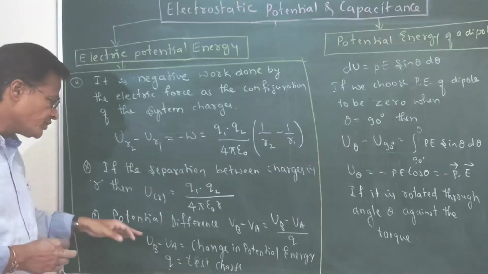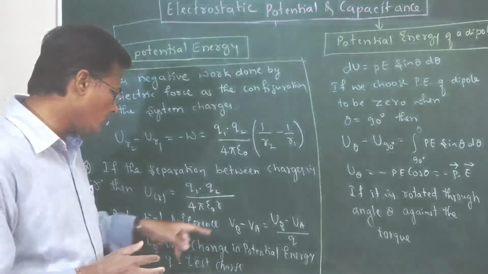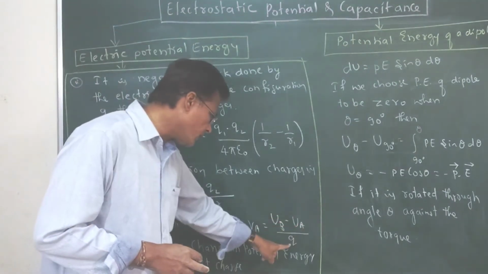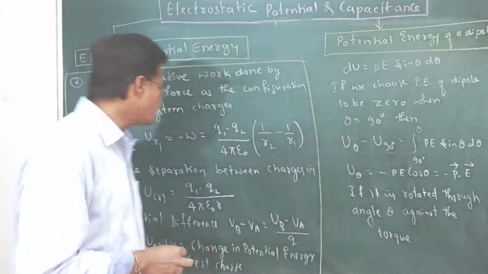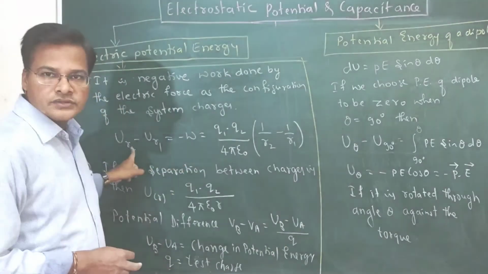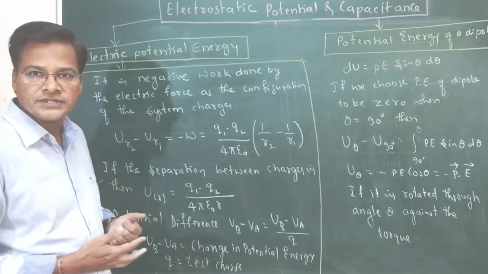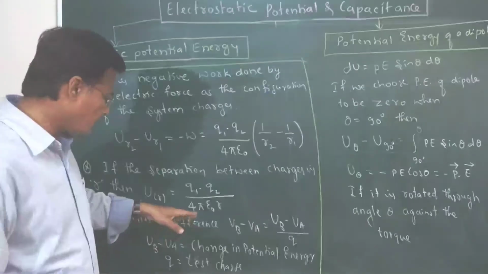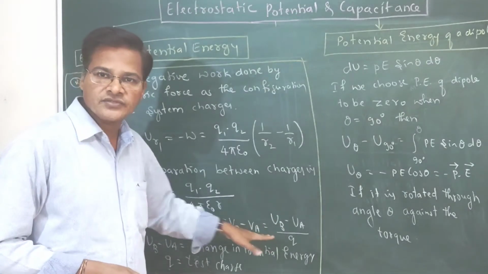Next, the potential difference: VB minus VA equals UB minus UA divided by Q, because it is work done. Potential energy means the capacity to do work. So potential equals work done per unit charge, we can write.